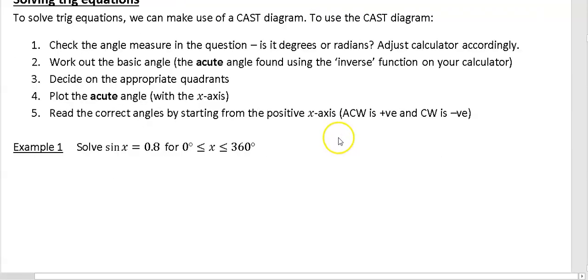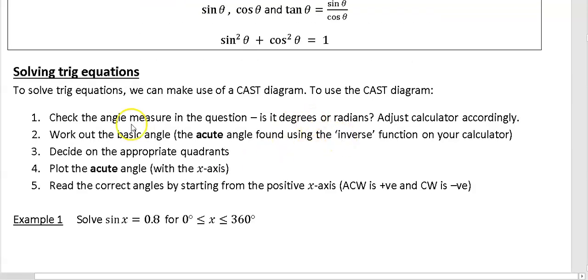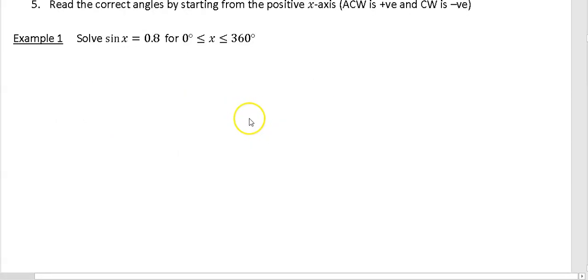Right, to solve a trig equation, we're going to use what's called the CAST diagram method. I'm going to ignore all this at the minute, and we're just going to talk through how we use this method. So the first example says solve sine x equals 0.8, for 0 less than or equal to x less than or equal to 360 degrees.